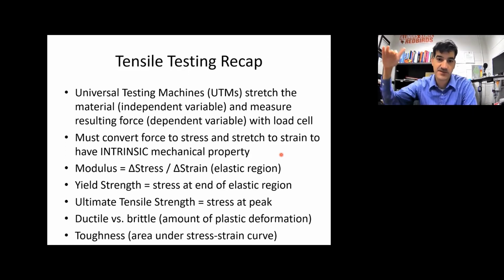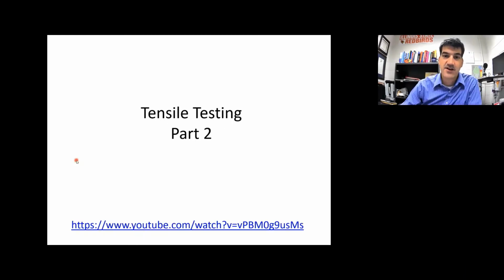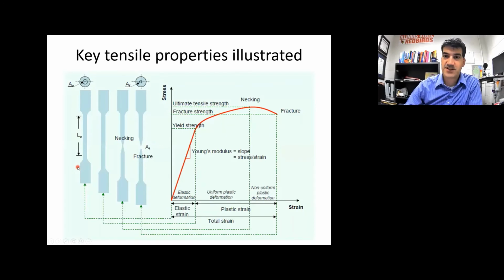Ultimate tensile strength is the peak of the stress-strain curve. You should know that ductile materials versus brittle materials have to do with the amount of plastic deformation that you'll get, and toughness is the area under the stress-strain curve.